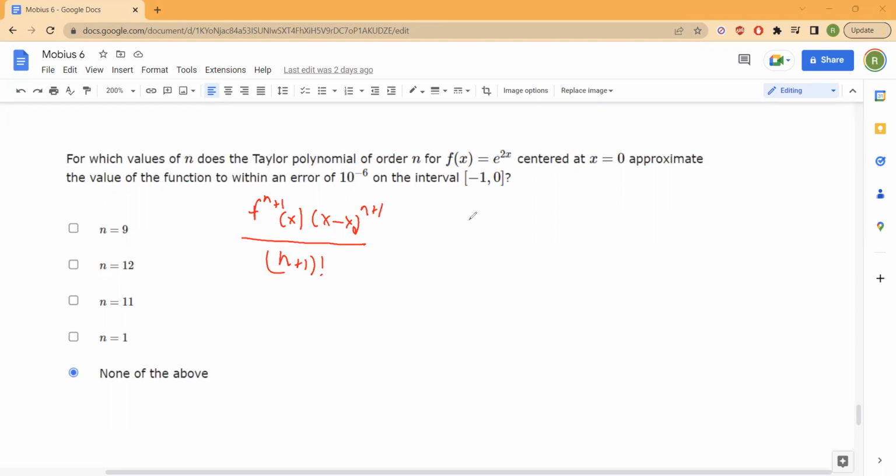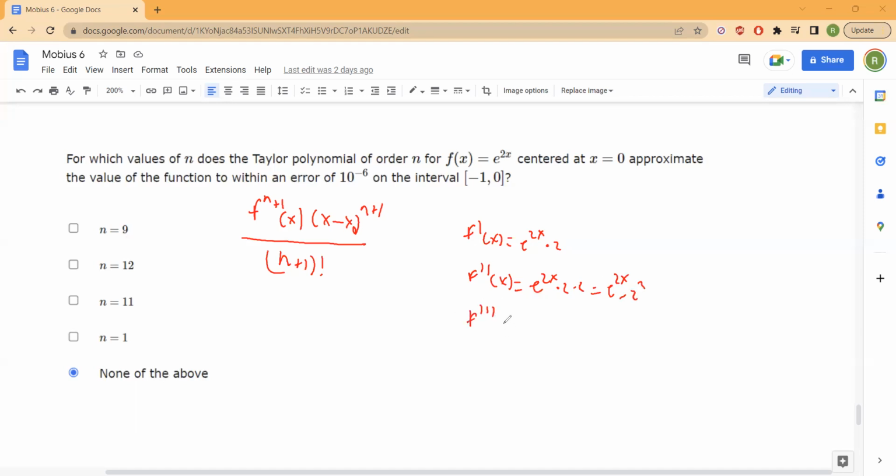The first thing we need to do is find the (n+1)th derivative. So let's start taking derivatives of e to the 2x. f prime of x is equal to e to the power of 2x times 2, because we need to chain rule it, so the derivative of 2x is 2. Then the second derivative is e to the 2x, and again we chain it, so it's times 2 times 2, in other words, e to the power of 2x times 2 to the power of 2.